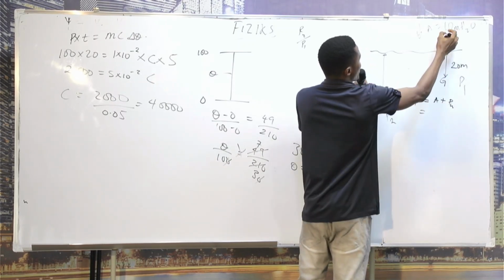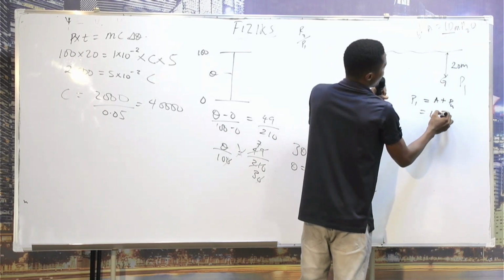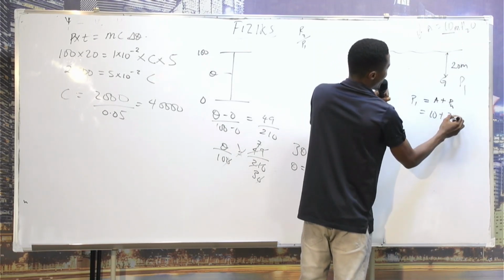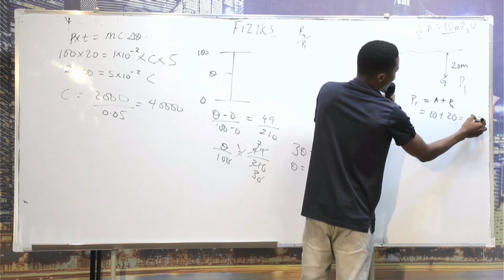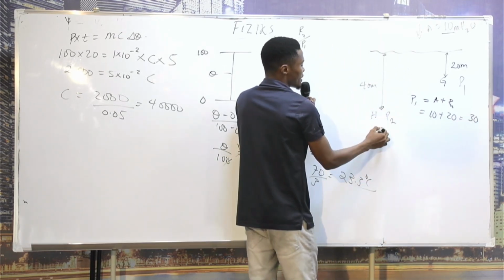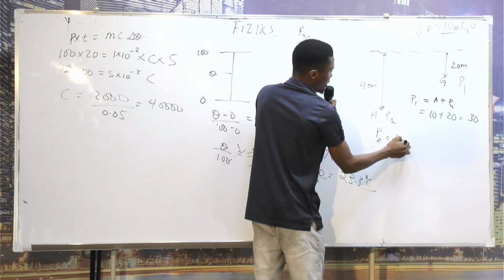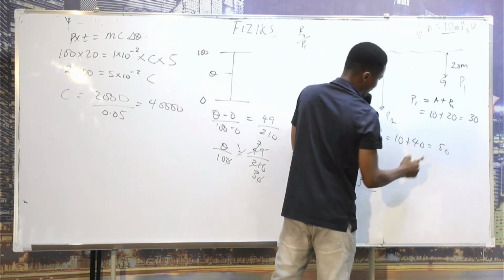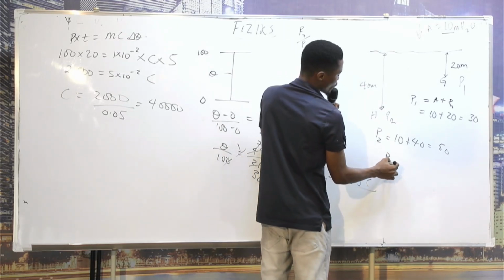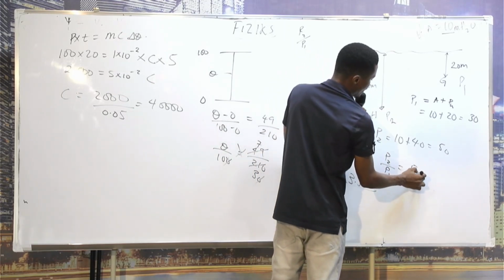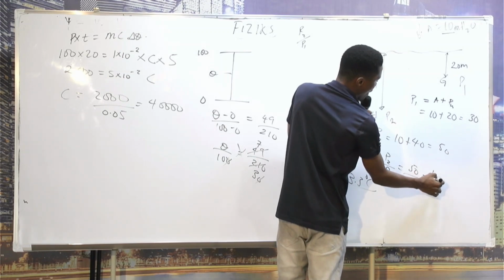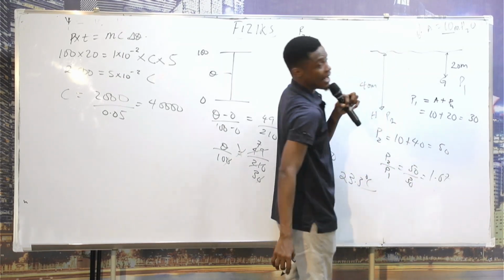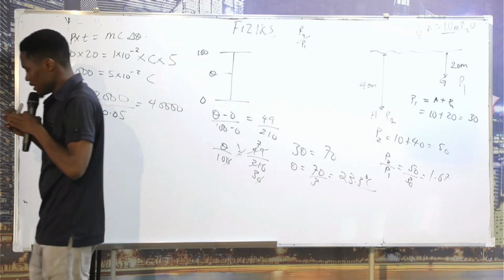So the total pressure, P1, will be atmospheric pressure plus pressure due to the height. Atmospheric pressure was 10, plus pressure due to height, 20. When you add, you get 30. Then do the same for P2: 10 plus 40, which gives 50. Then P2 over P1 is 50 over 30, which gives 1.67. Is it then the option?